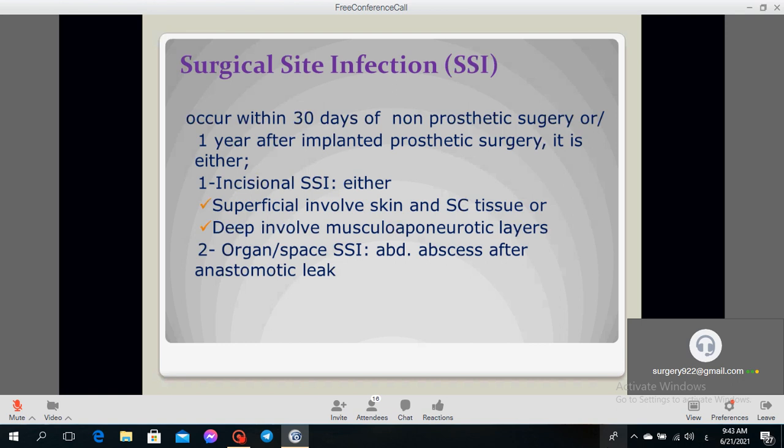Incisional is either superficial, limited to skin and subcutaneous tissue, or deep, reaching the level of muscle, the musculoparietal layer. Okay, that is incisional. The second is organ space surgical site infection, like an abdominal abscess after an anastomotic leak, or after a complicated appendix surgery. So either we have an incisional surgical site infection or an organ surgical site infection, meaning internal organ.